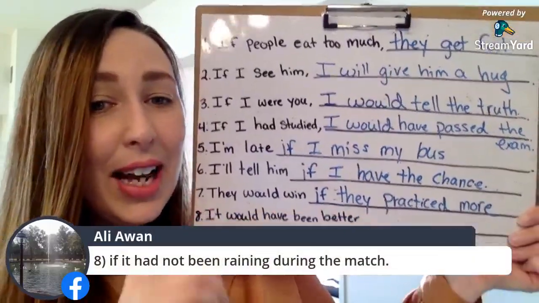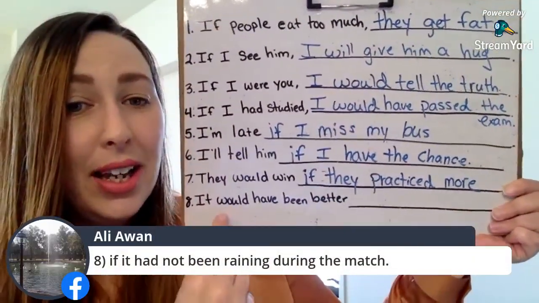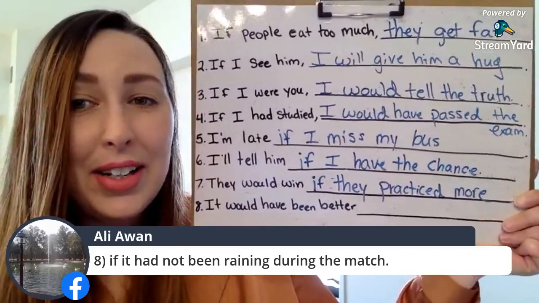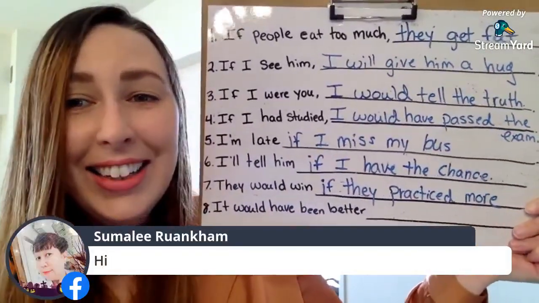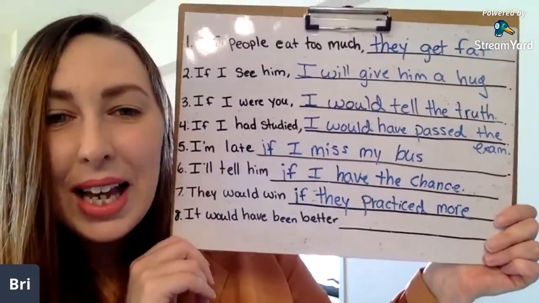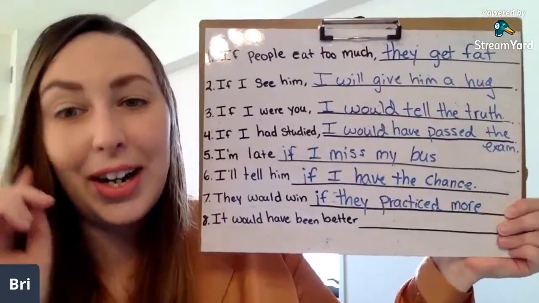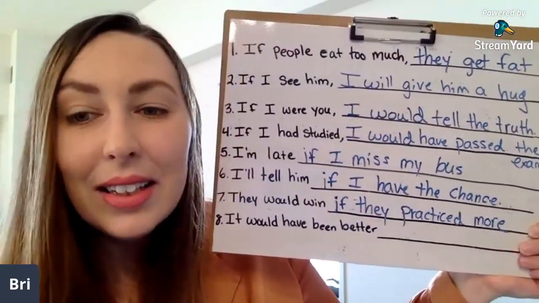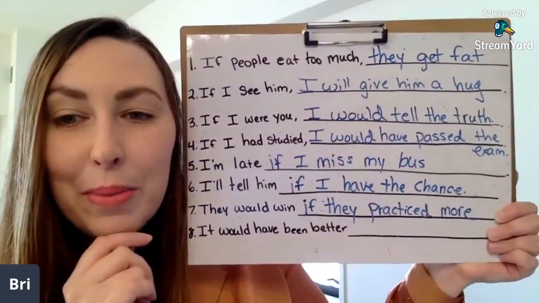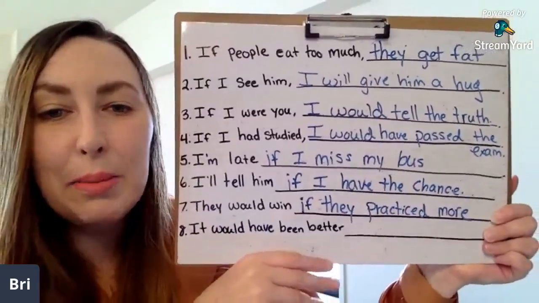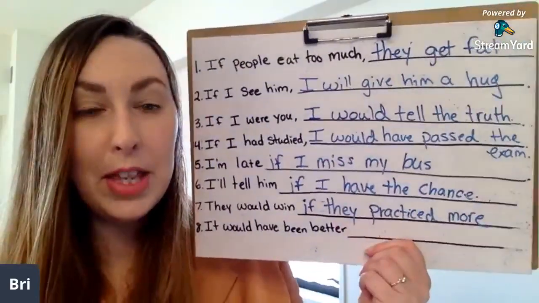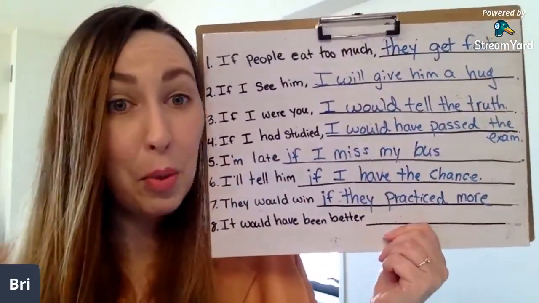Ali said, if it had not been raining during the match, it would have been better. If it had not been raining during the match, that is a very good sentence. Oops. Sometimes I accidentally click the wrong one. It's so hard. Okay. They would win if they tried their best. That's a good one. It would have been better if they had played. Is that clearer? Maybe if they had played maybe more fairly.